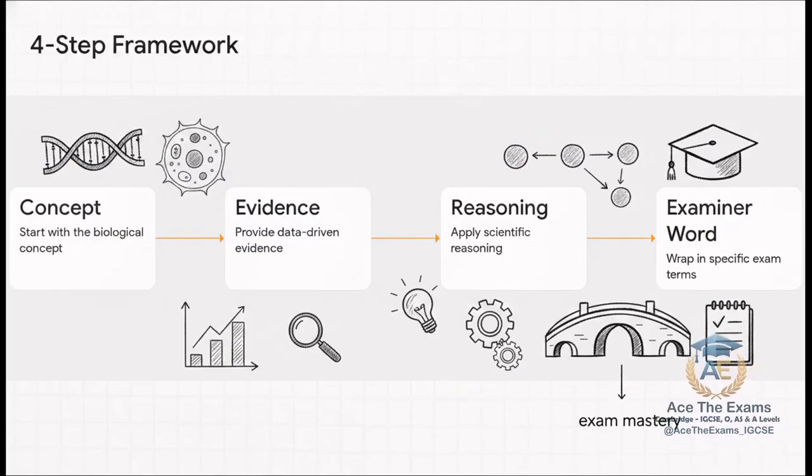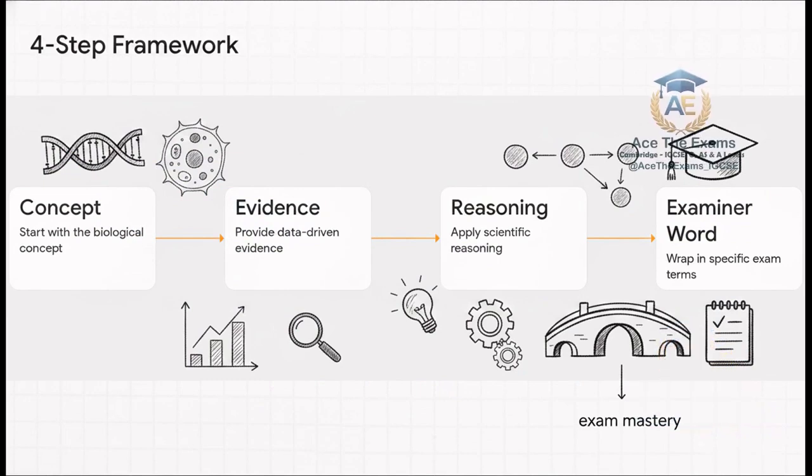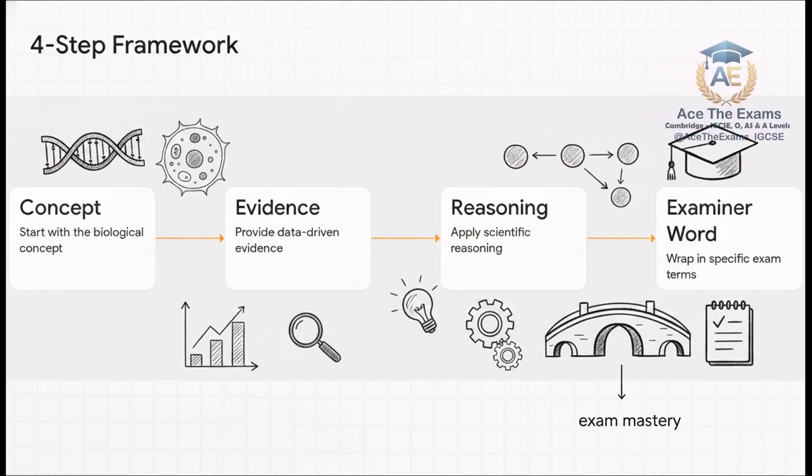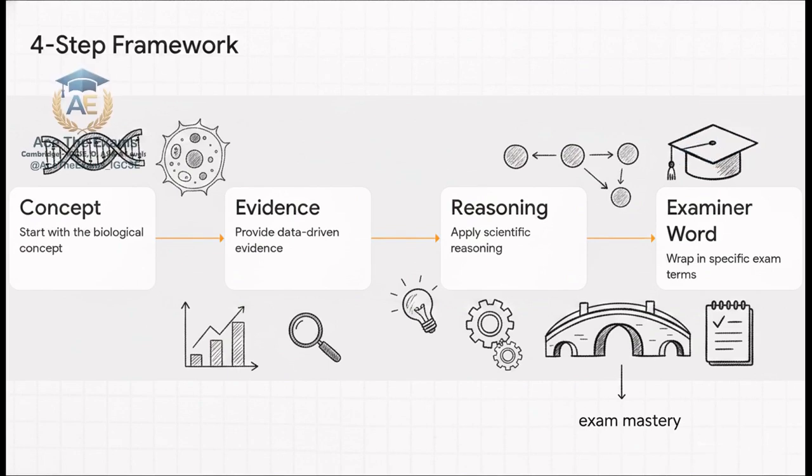So, what does this all mean? How do we systematically build that top band answer every single time? Well, you need the 4-step answer framework. It's like a guaranteed recipe. First up, you identify the core biological concept. Second, you extract specific evidence or data from the provided tables. Third, apply scientific reasoning to explain the causal relationship. And finally, and this is crucial, wrap the whole shebang up in the precise examiner wording expected by the mark scheme. This framework is the bridge that takes you from basic rote memorization to complete exam mastery.